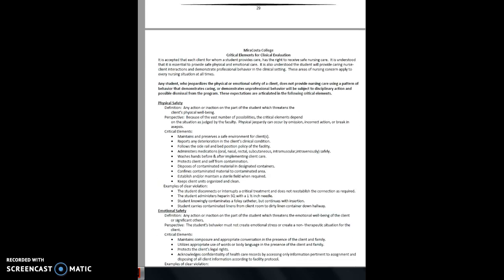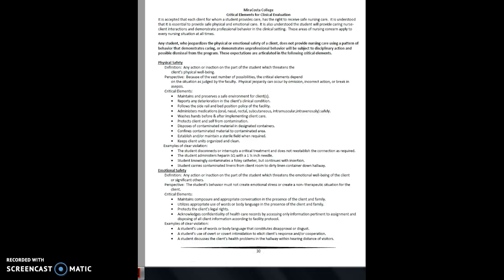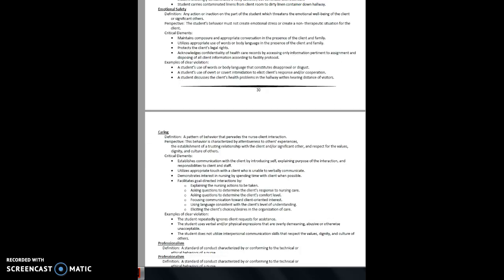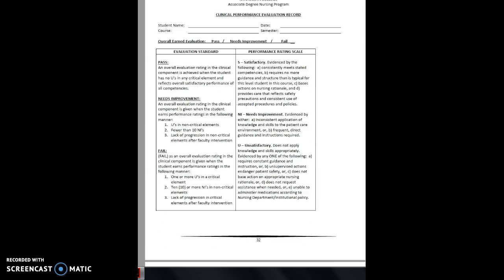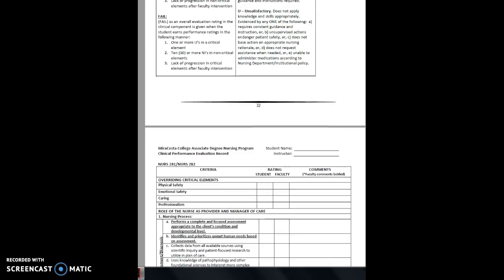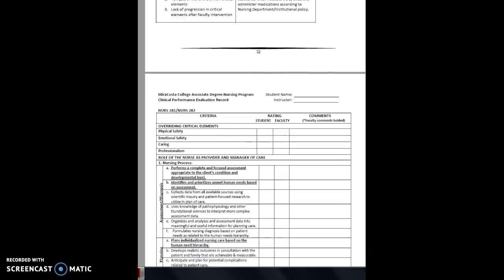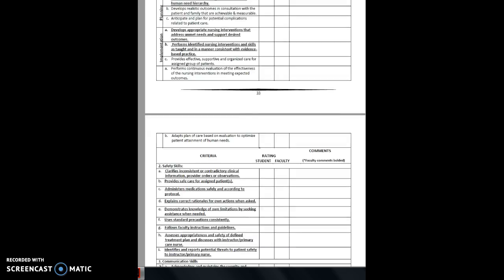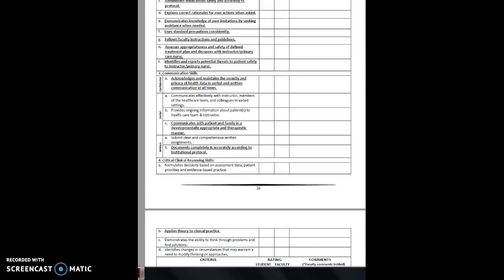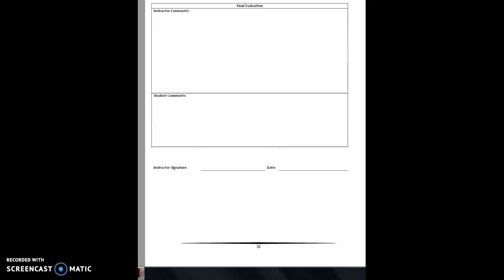The critical elements for evaluation, we take this very seriously in 3rd semester. We expect that you will follow these and perform within these guidelines. And finally, your clinical performance evaluation, that's given to you at the end of the semester. First of all, you're going to do your self-evaluation and then hand it in to your clinical faculty, and they will do an evaluation on you as well, and then meet with you at the end to discuss it. So that completes looking at the syllabus, and I'm looking forward to a great semester with all of you.